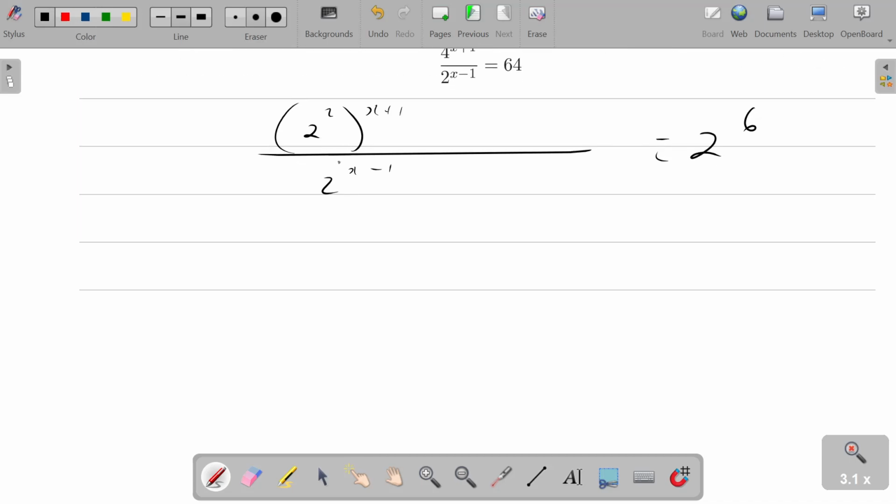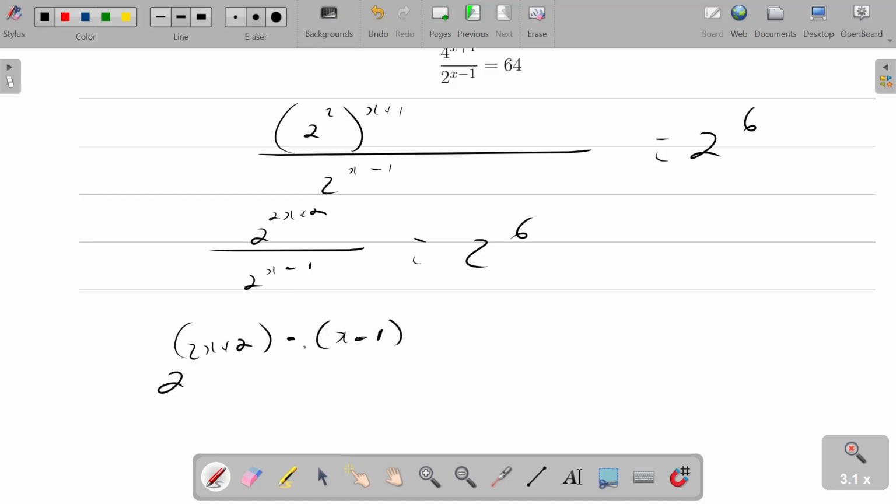Then I'll distribute the 2 out, and that becomes 2 to the power of 2x plus 2 divided by 2 to the power of x minus 1, equal to 2 to the power of 6. Because I am dividing, I can subtract the exponents. That's 2 to the power of 2x plus 2, put in brackets, minus, and because I'm subtracting the entire exponent, please do not forget the brackets here. That's x minus 1. Some people just say minus x minus 1, and that will not give you the right answer. Remember, you subtract the entire exponent in the denominator.